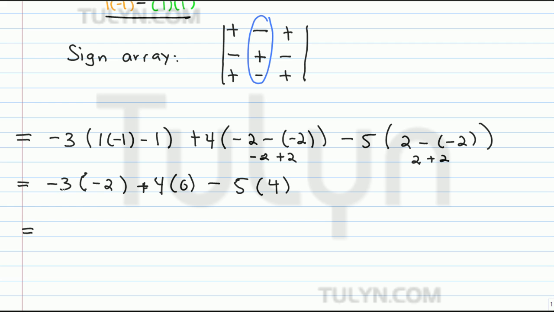Simplifying further, -3 times -2 is +6. 4 times 0 is just going to give us 0. And 5 times 4, our last term is -20. So 6 plus 0 minus 20 is going to give us -14, which is the value of the determinant.